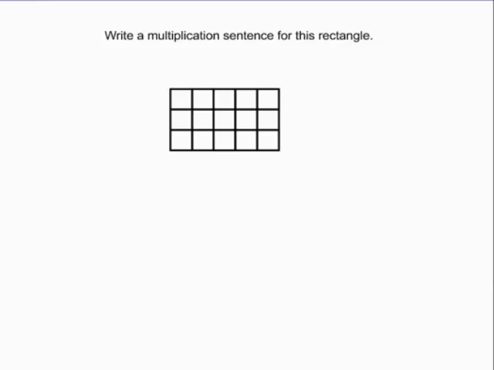Students are expected to be able to determine the lengths of the sides based on the picture. They are expected to see that this is a 3 by 5 rectangle. Working in columns from left to right, 3, 6, 9, 12, and 15. And the corresponding multiplication sentence is 3 times 5 equals 15.